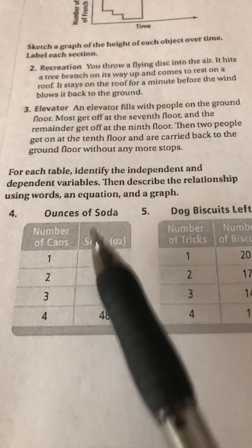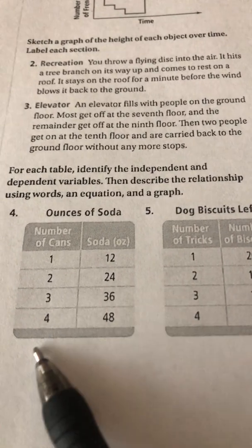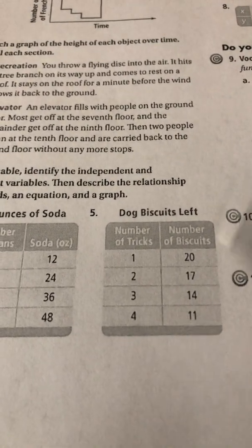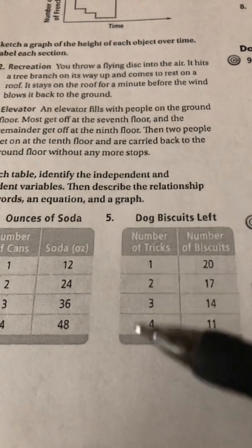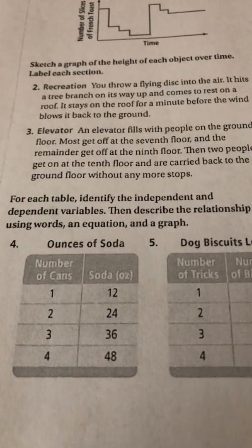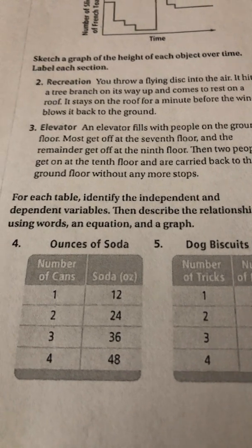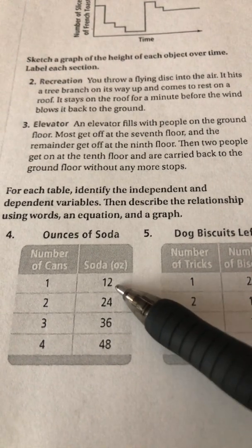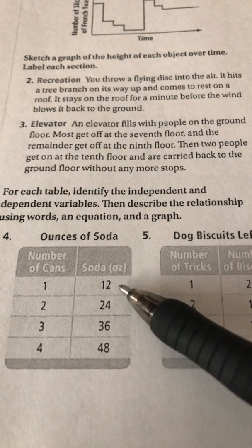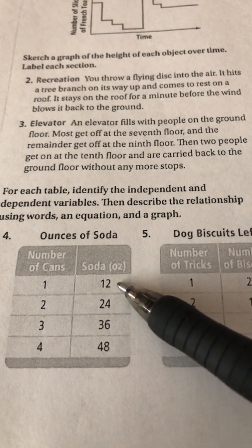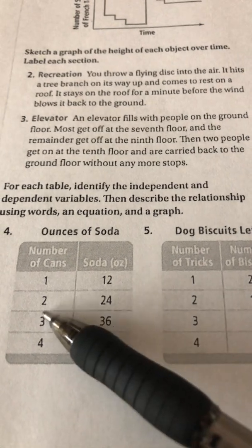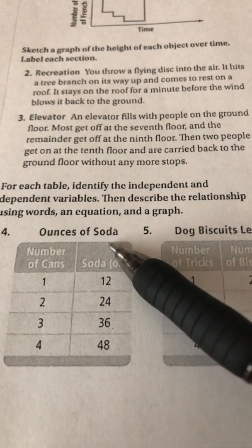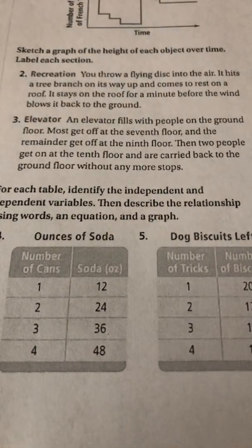So just so you know, when you're getting to the graph on this, this one's going to be going up, and this one's going to be decreasing. The number of biscuits is going to be decreasing when you draw that up. Just use this information to draw it up. And then you could describe it like, starting with the number of cans and soda in ounces. For each number of cans, it is multiplied by 12. So 2 times 12 is this, 3 times 12 is that, multiplied by 12 ounces. An equation good for this one would be y equals 12x.